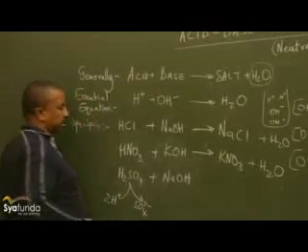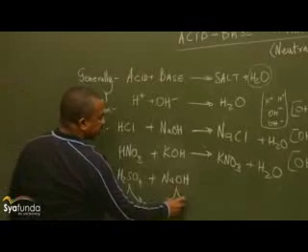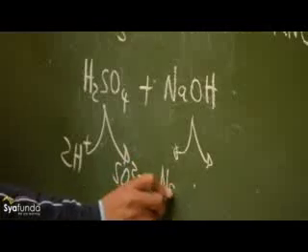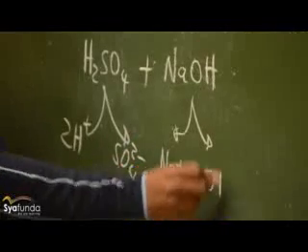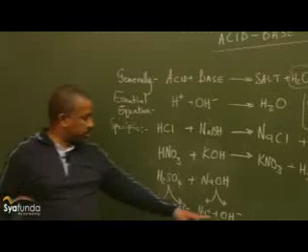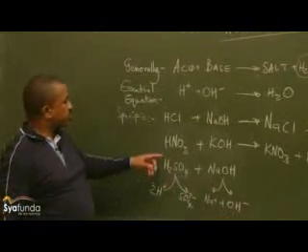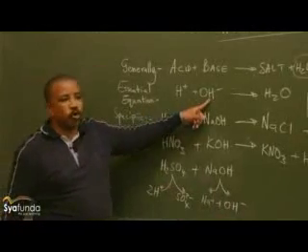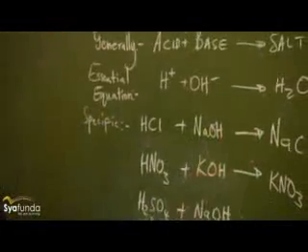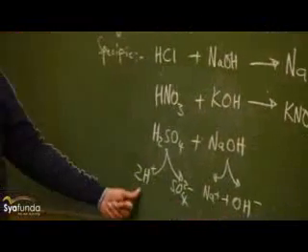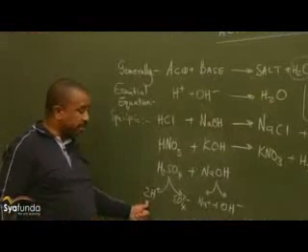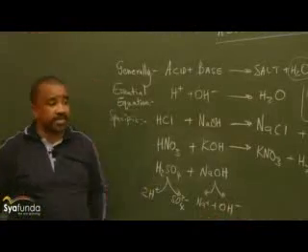We have SO4 2 minus. Sodium hydroxide, Na plus and what? OH minus. Now, we know that we need OH minus for water, and also hydrogen for water. But now here we have two hydrogens. So what must we do? Since we have two hydrogens, we need two OH minus.